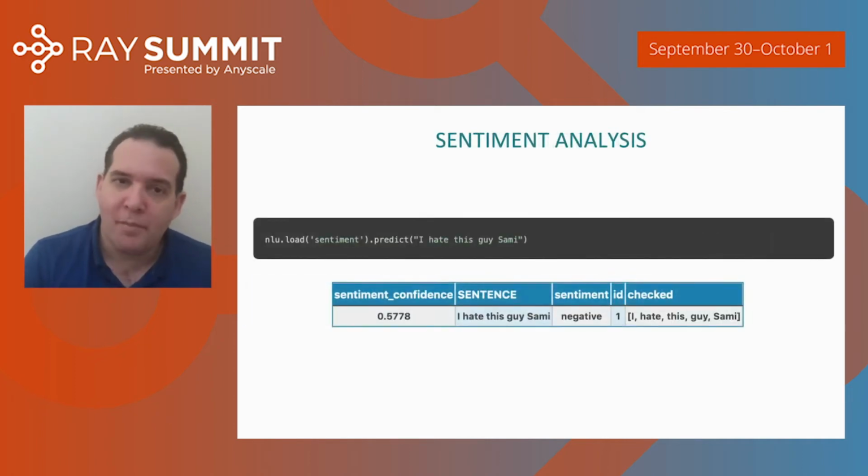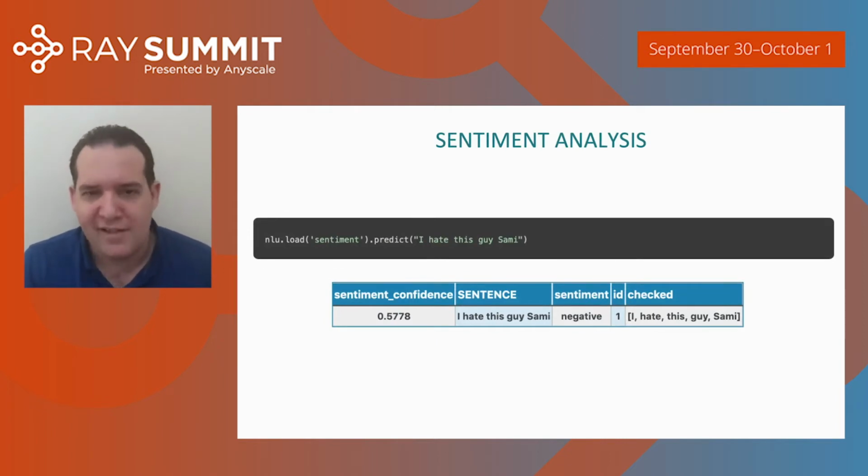There are also other pre-trained models for more classic sentiment analysis. So nlu.load('sentiment').predict('I hate this guy, Sammy.') You can see that we have a certain confidence. We have the sentence. Here, this is not at the token level. This is at the sentence level. And you can see that the sentiment is negative. So that's an example for sentiment analysis. There are multiple sentiment analysis and emotion models that you can use.